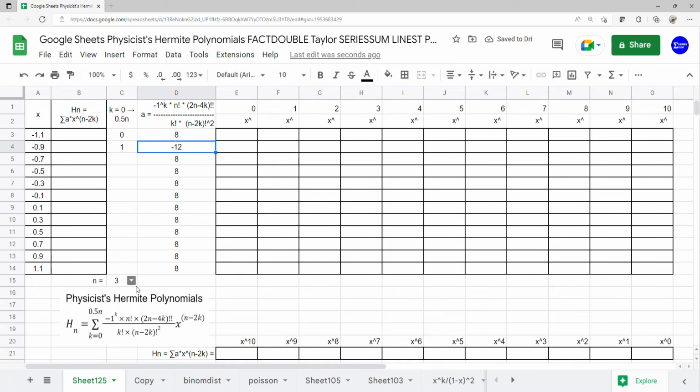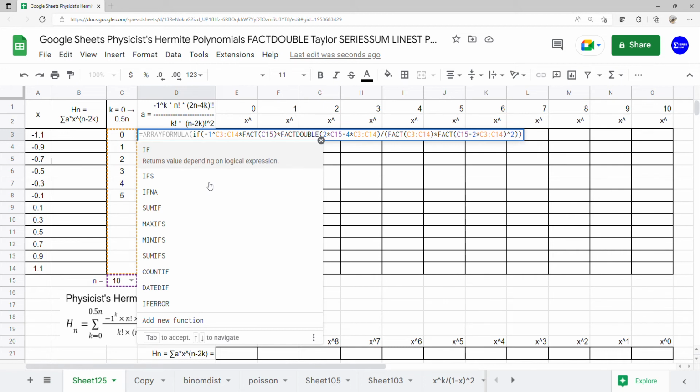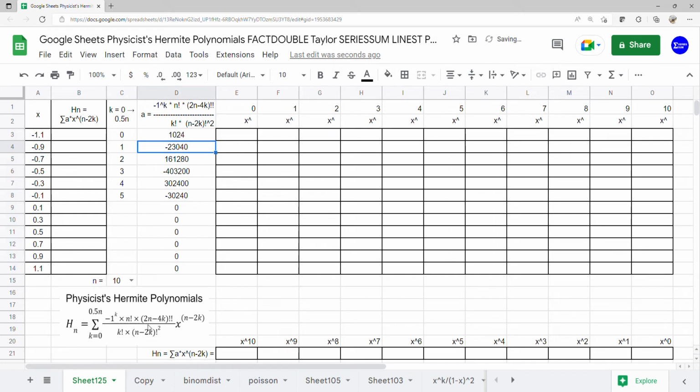So if this is 10, this should be empty. So we correct this. So if this is empty, then 0, otherwise calculate. Now it's corrected. Now we can complete the expansion, which is the summation of SERIESSUM.